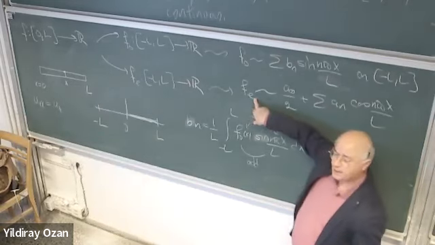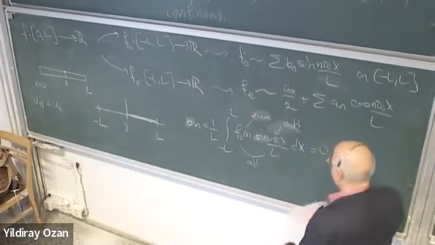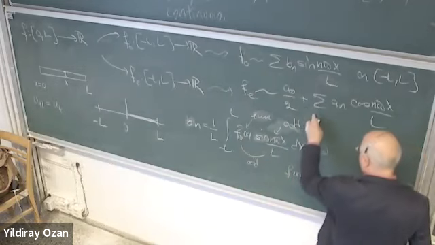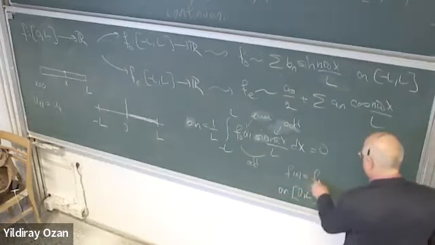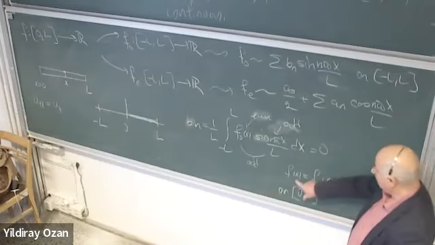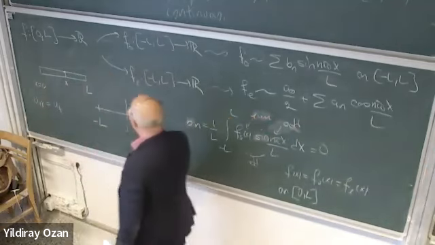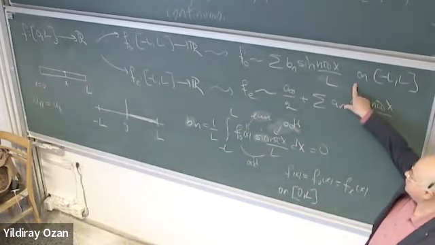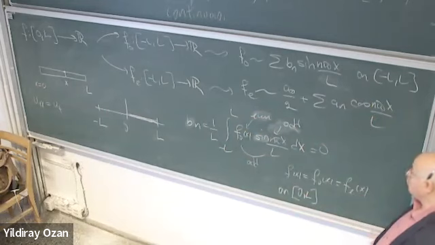Now these functions are defined on minus L to L, but on 0 to L both of them are f. So f of x is equal to both this series and this series on 0 to L. On the interval I am interested in, I can write my function in a series in which we have only sine terms, or in a series like this, in which we have only cosine terms.